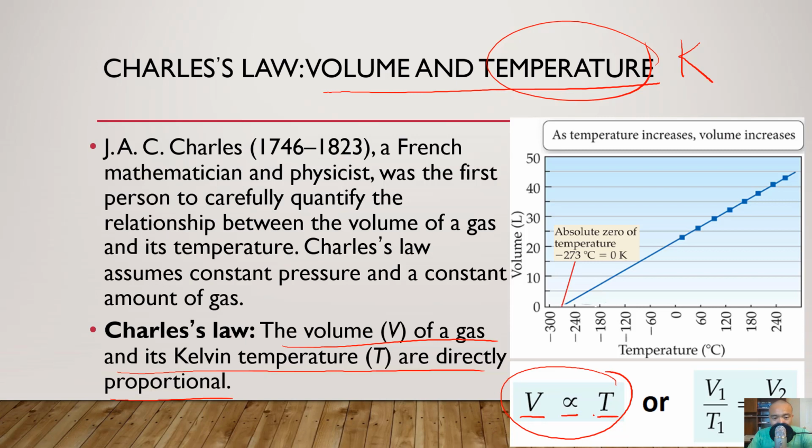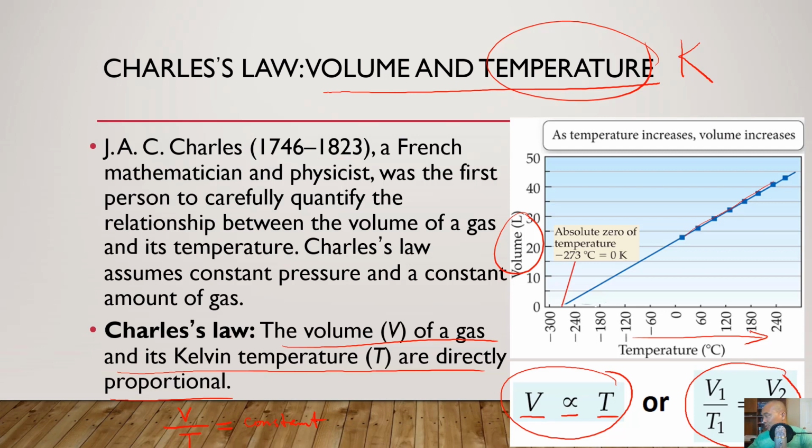When one variable is directly proportional to another, for example V is directly proportional to T, that means when V increases, T will also increase. When T increases, V will also increase. And the ratio of the two will be a constant. And this can also be written as V1 over T1 is V2 over T2. As you can see, when temperature increases from left to right, the volume increases as well, as you can see in this picture.